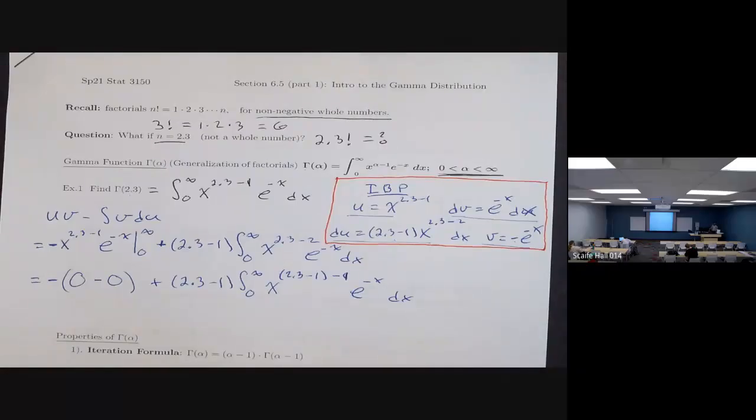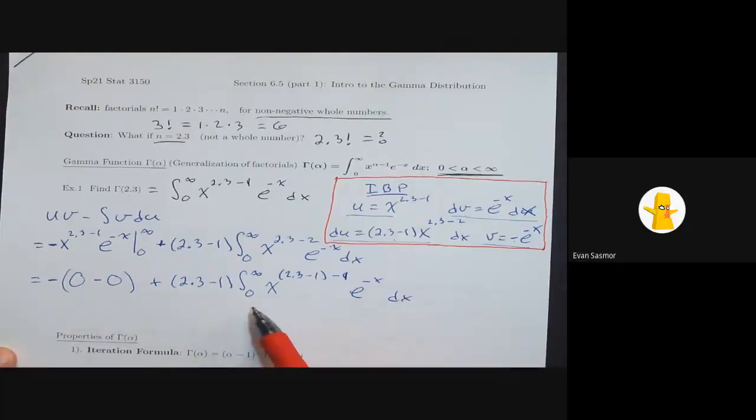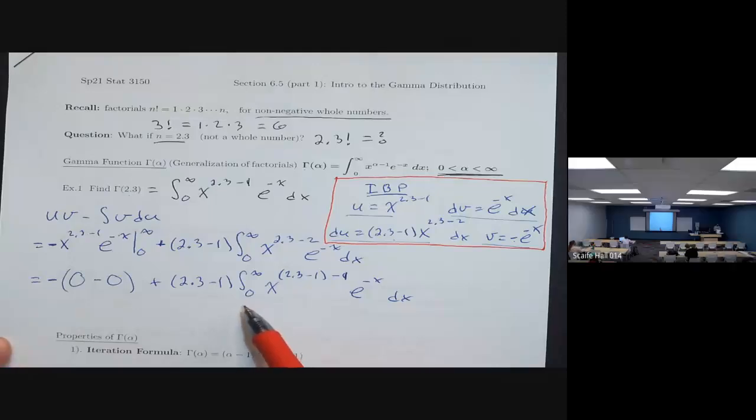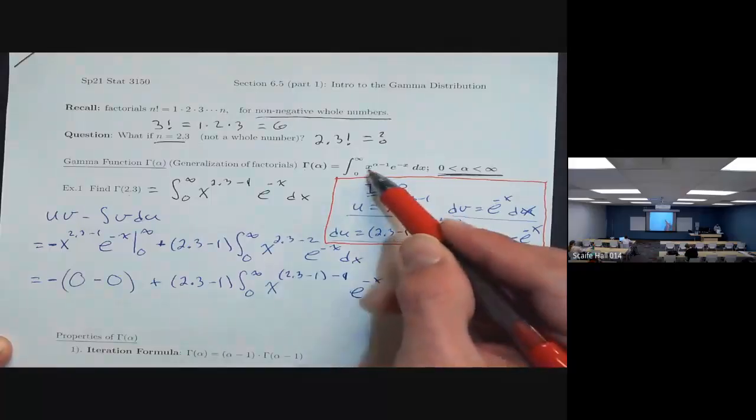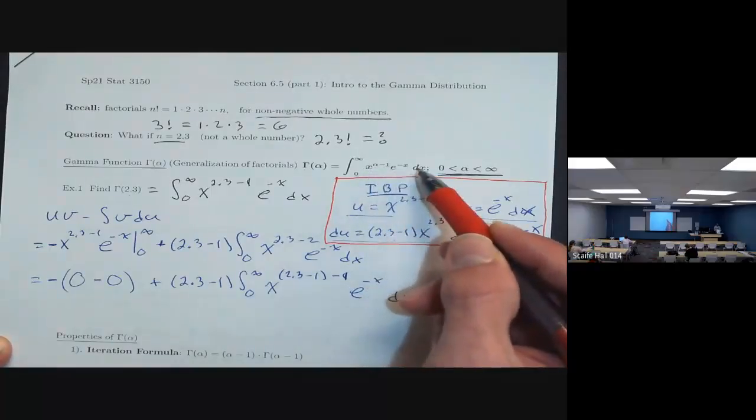All right, like I said, we're gonna do a little bit of work to save ourselves work in the future. Does this look familiar? It's the same formula. Sounds new to me. Well, let's look at the form: x to a number minus 1 times e to the negative x.